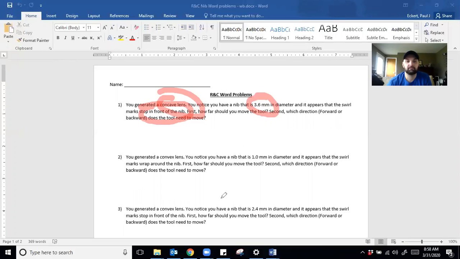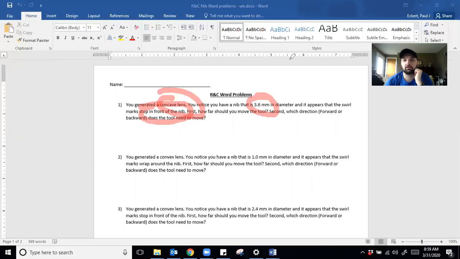Number two, you have a convex lens. You notice your nib's 1.0 millimeters in diameter. Please tell me you know how to divide that by 2. And the swirl marks wrap around the nib. So here's my convex. Swirl marks are wrapping around the nib. So that means my tool's too far forward. I got to move it back. Okay?